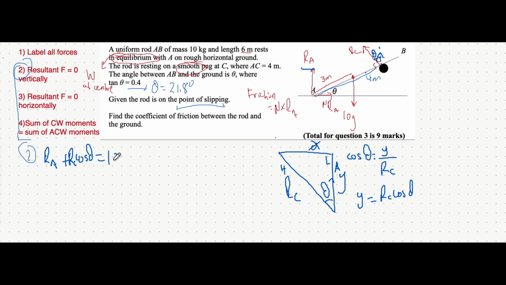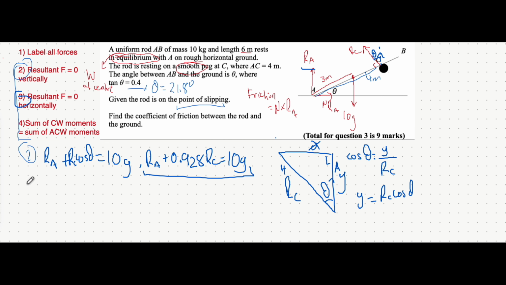You can go further here because you can find cos of 21.8. So we might as well do that. So RA plus, I'm just going to put this into the calculator, cos of 21.8 gives you 0.928. I would round to a few significant figures here because when you round in the middle of the question, it does end up affecting your final answers. So being as accurate as possible would be useful. That's as far as you can go using resultant force is 0 vertically. So let's move on to the next step.